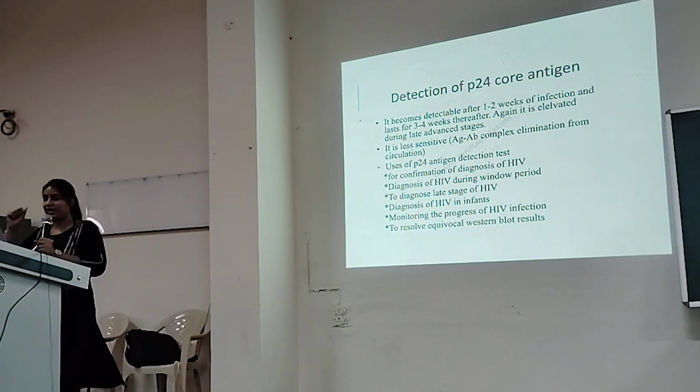So remember, P24 is high during acute infection of HIV and terminal illness of HIV. If a known case of HIV has high P24, it can be due to either acute infection or being in the end stage of HIV infection.